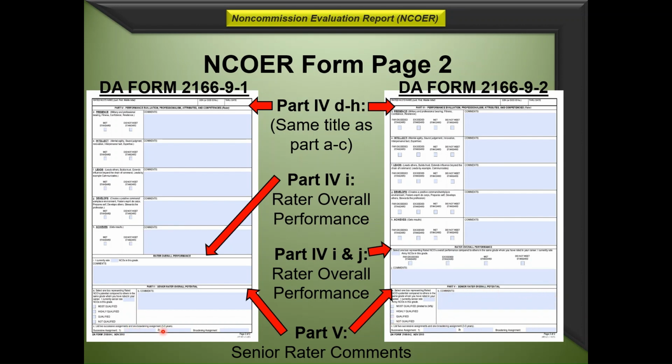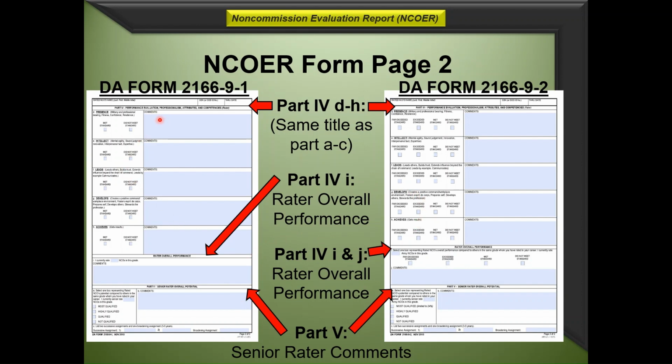Then you have successive assignments. Down here you would put where you see that NCO, or where they could best serve the Army, in the next 3 to 5 years. So if they are, say, a sergeant fire team leader, you may put squad leader, platoon sergeant, and maybe drill sergeant. If they are, say, a staff sergeant, then you may put platoon sergeant, operations sergeant, and drill sergeant. So it all really depends. You can reach out to the senior NCO in your organization and they can help you with that. Those are the key differences of the forms.